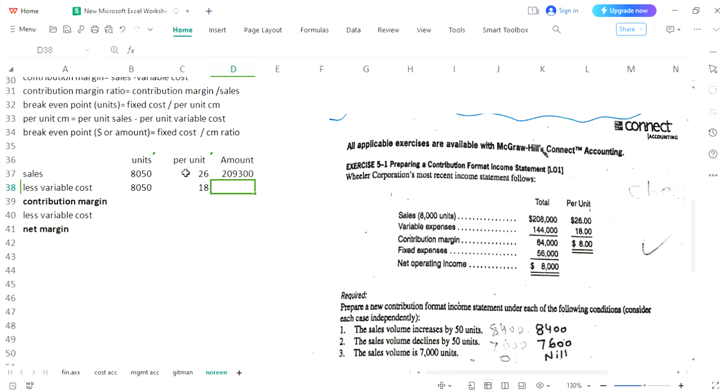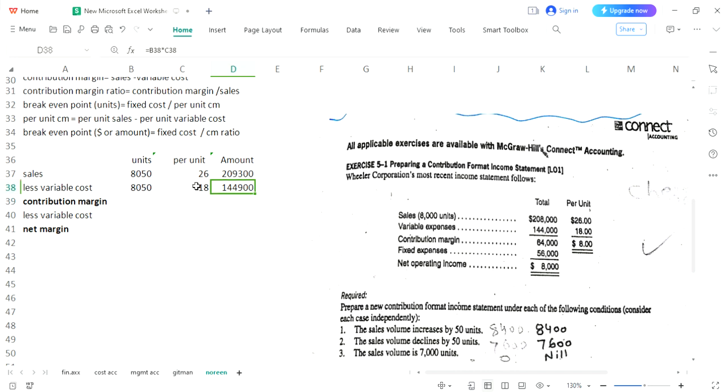For variable cost, you will not alter the formula, the same formula you will use. The number of units is 8,050 and you multiply it with per unit. The per unit cost was 18. This way you have calculated your cost.